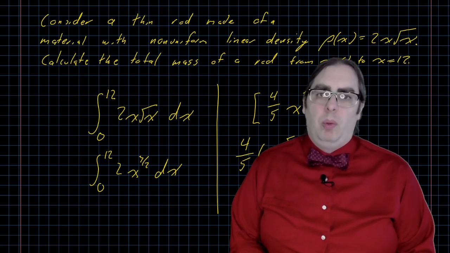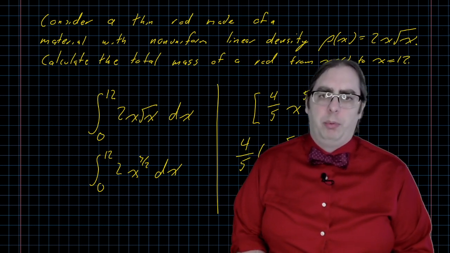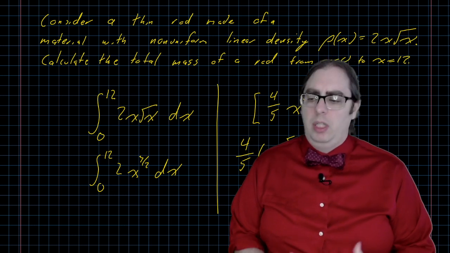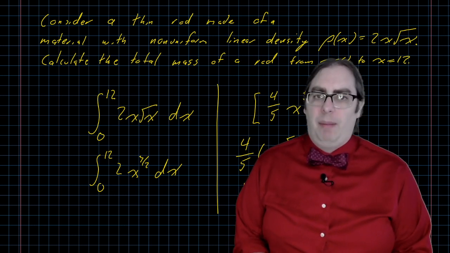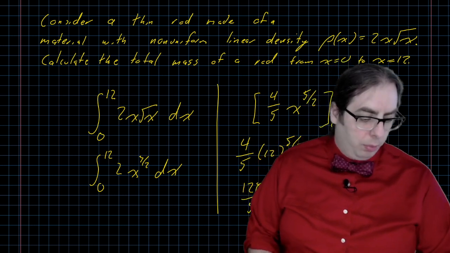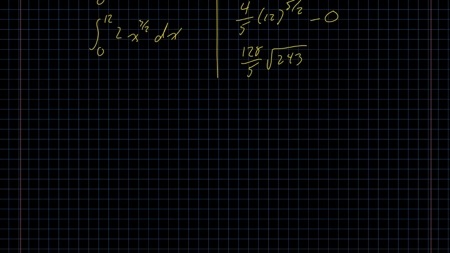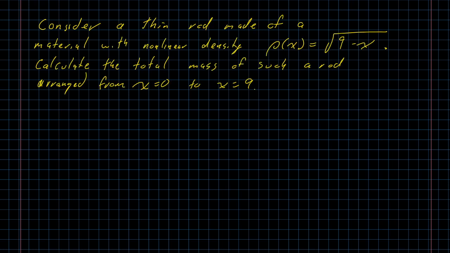I'd like you to try one similar to this. We've done area problems before, so I know you know how to set up the integral. We haven't really done mass and density functions before, so we'll get some more practice on that. Consider a thin rod made of material with non-linear density, rho of x equals the square root of 9 minus x. Calculate the total mass of such a rod arranged from x equals 0 to x equals 9.